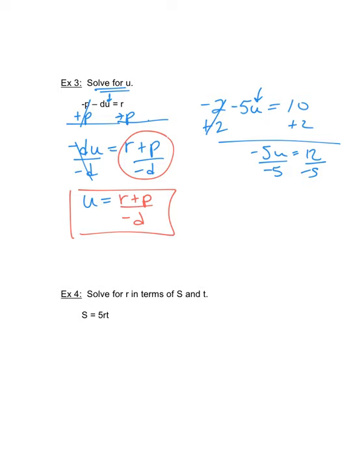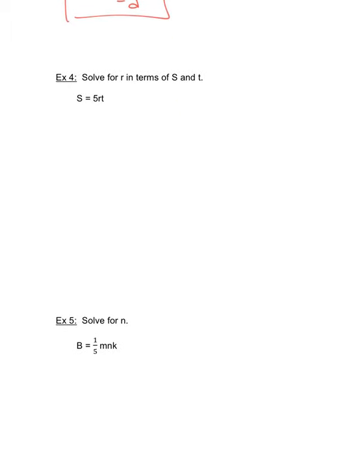Okay, we're going to look at another example. Example 4 says solve for r in terms of s and t. So r is over here. Notice that there are no plus or minus signs. So this is all one term. When you have all one term, no plus or minus signs, and you have the variable r that you want to isolate, and it's being multiplied by 5 and t, because this is 5 times r times t.